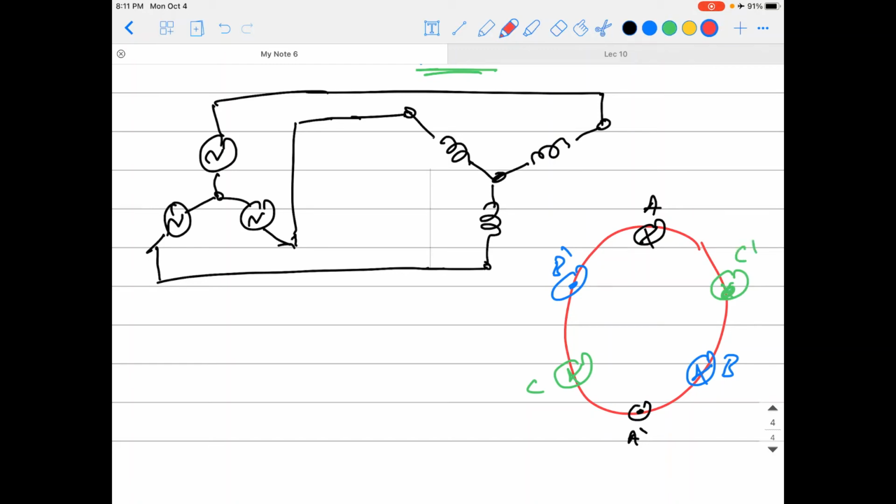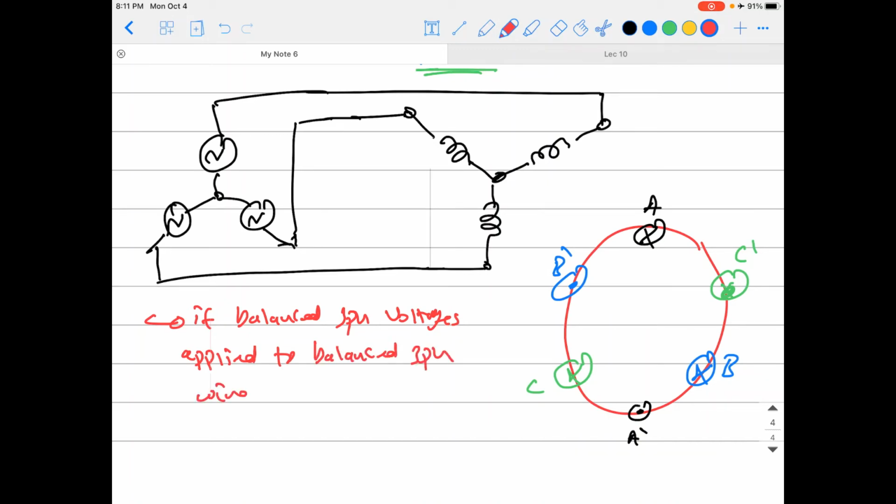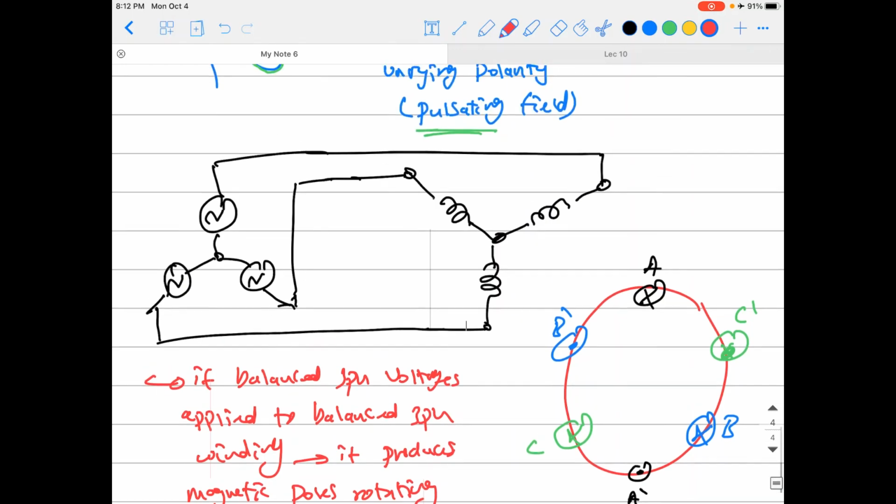Okay, so if you apply balanced three-phase voltages to a balanced three-phase winding, it produces rotating magnetic poles. That means the magnetic poles will be translated from exciting those coils.